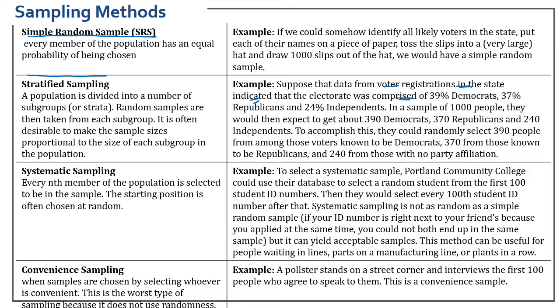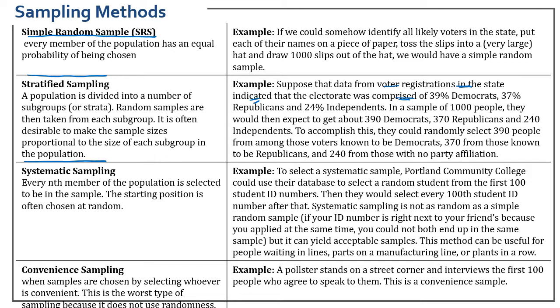Another type of sampling is called systematic sampling, and that's where every nth number of the population is selected to be in the sample. The starting position is often chosen at random. This is used a ton in manufacturing, where if you have maybe some objects coming out of a machine and you want to check them for quality control, you can't check every single one, but you could check every third product that's coming out of the machine or every 10th product that's coming out of the machine. So that would be called systematic sampling.